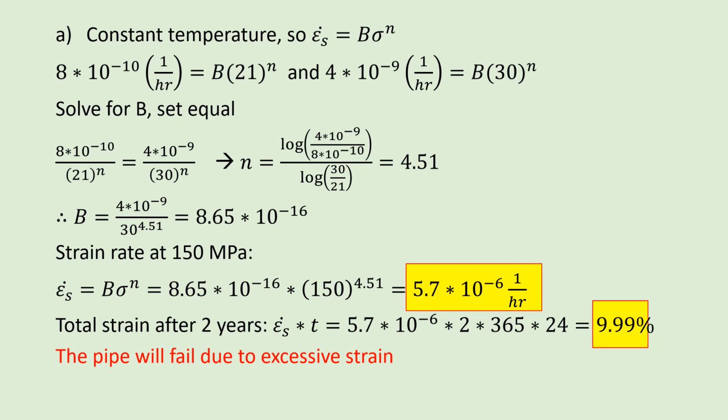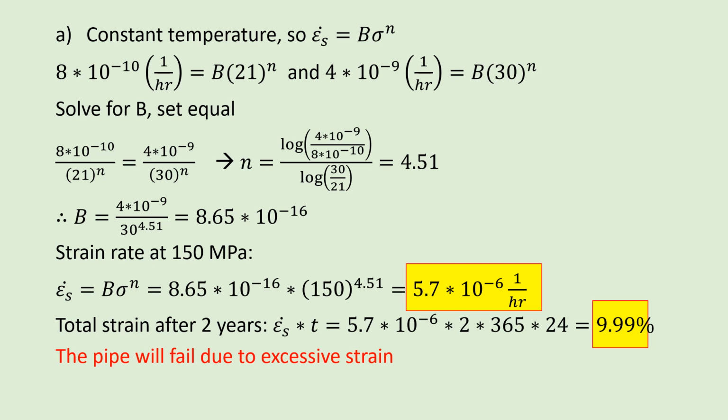So the total strain after 2 years is equal to the steady state strain rate times time, or 5.7 times 10 to the negative 6 times 2 times 365 times 24, and that gives us a strain of 9.99%. So the pipe will absolutely fail because we set our failure value at 1% strain.